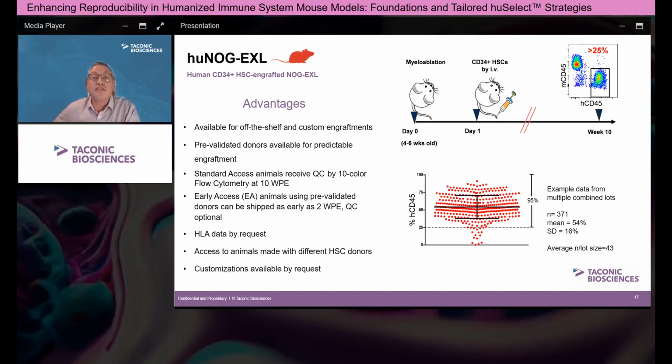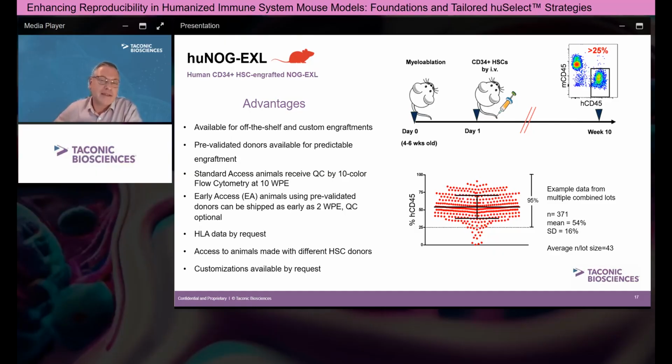I will describe later some of our efforts around pre-validating donors to increase your confidence in using these animals and to reduce variability and improve reproducibility. Each of these animals comes by default with a 10-color flow cytometry panel that is collected 10 weeks post-engraftment.